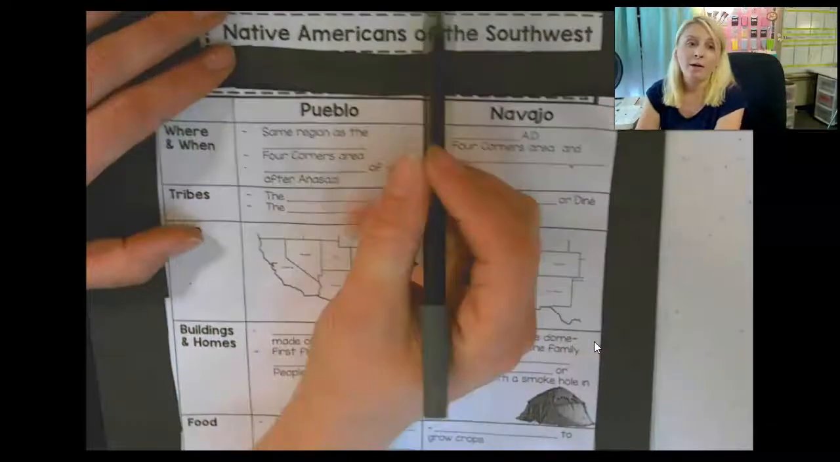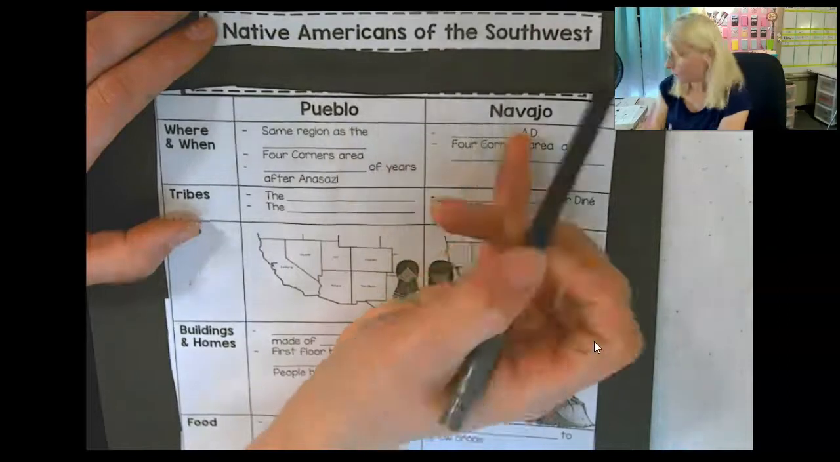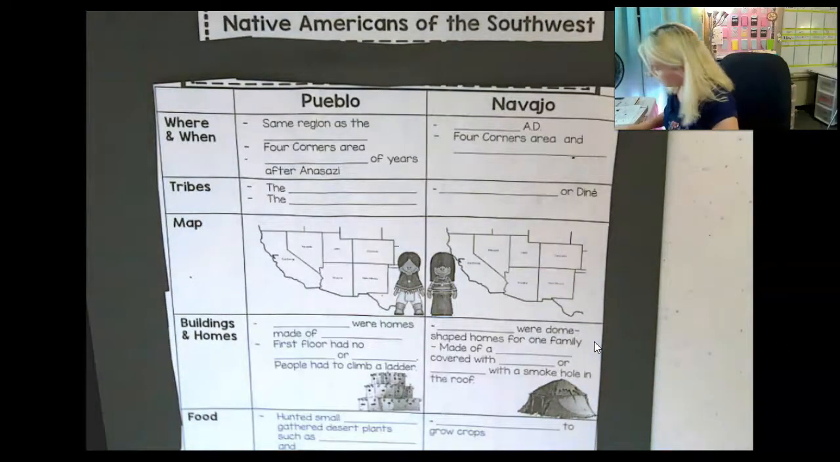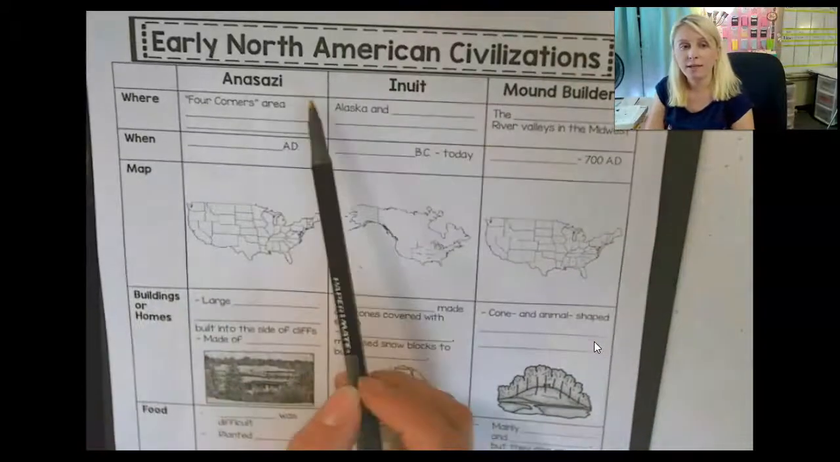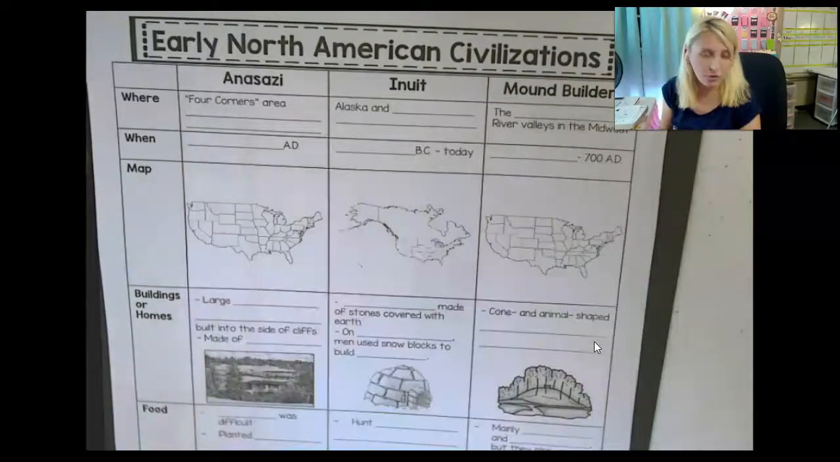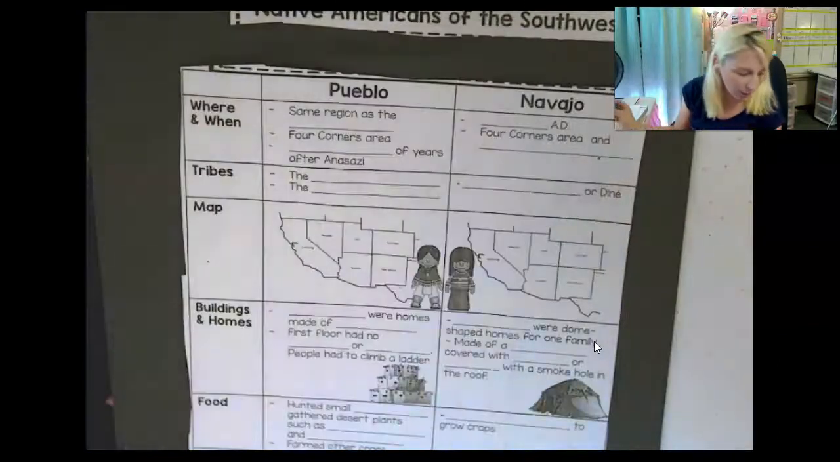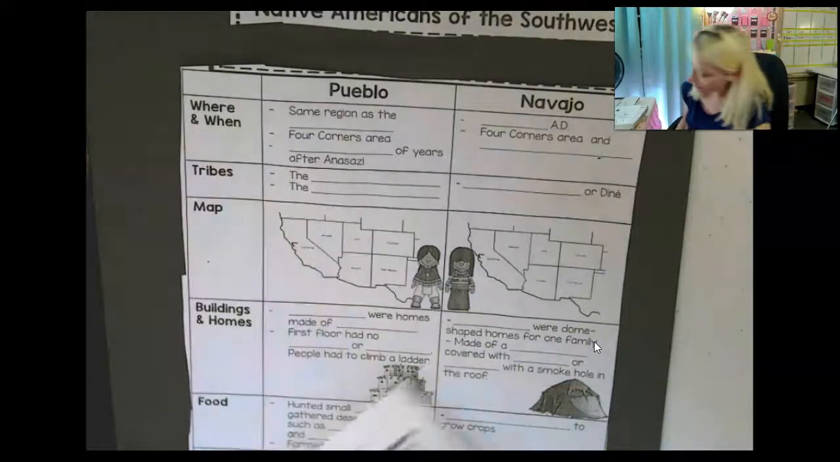So we're talking now about the Native Americans of the Southwest. Before, we did the early North American civilizations, we talked about the Anasazi, the Inuit, and the Mound Builders. Today we're moving on to the Pueblo and the Navajo.